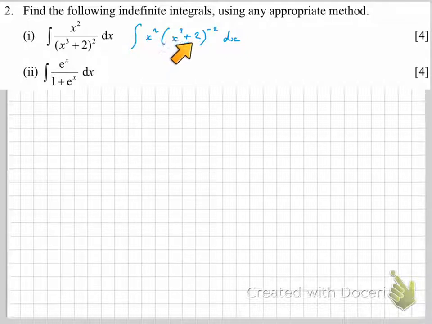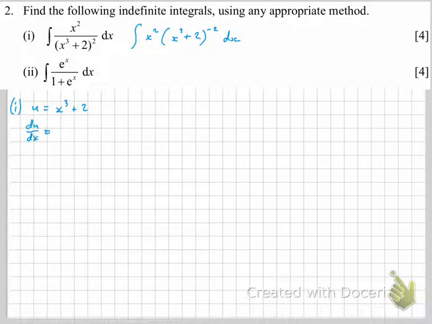So the inside function is x cubed plus 2. The derivative of that is 3x squared, and look, there's an x squared out here. So if you have an integral of this form, a function of a function multiplied by the derivative of the inside function, that screams substitution. So we're going to do a substitution, and the substitution you should use is u equals the inside function, in this case x cubed plus 2.